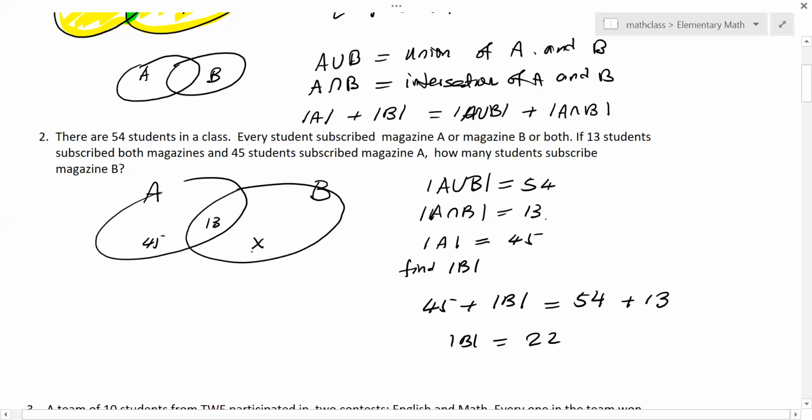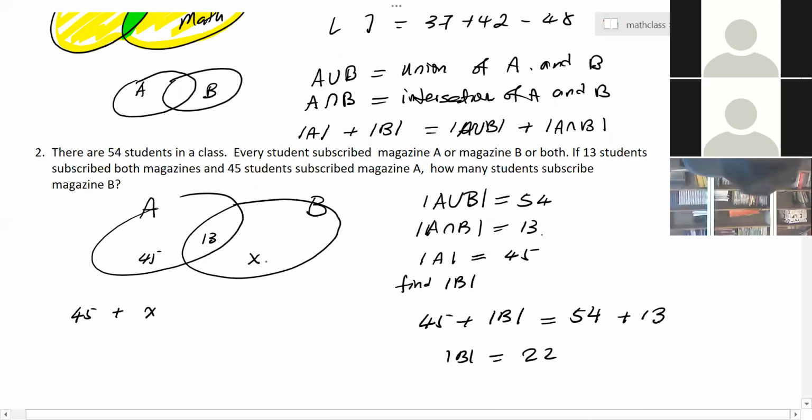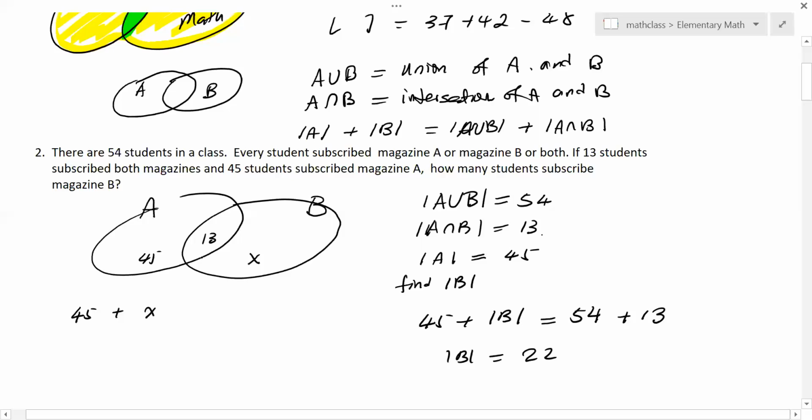So now, forget the formula. Just look at this picture. You will see that 45 plus X, right? You want to calculate how many students there are. So 45 plus x actually gives you more than the total number of students in the union of those two sets, right? There are 13 students double counted, so you have to subtract 13. Then you get the total number of students, because this is another way to look at it.